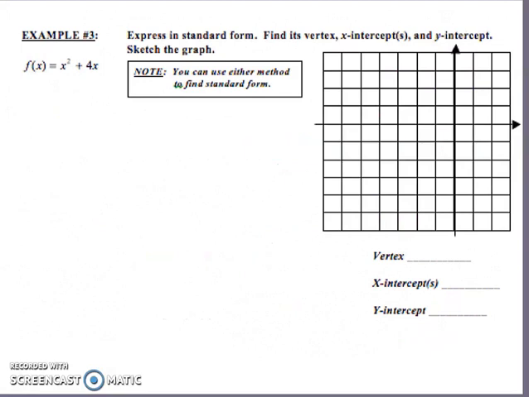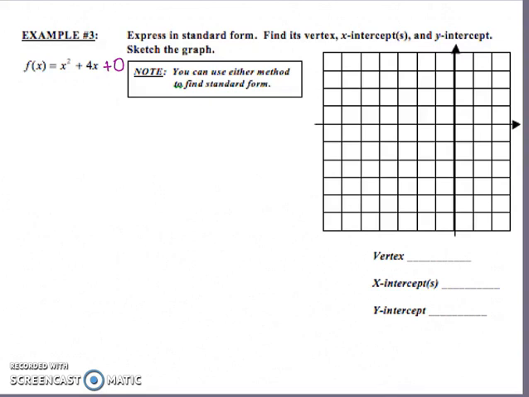For our last example, we want to express this equation in standard form, find the vertex, x-intercepts, and y-intercepts, and sketch the graph. And it says here, note, you can use either method to find standard form. Since a is 1, I'm going to use completing the square, and I just want to note here that my c value is a 0.